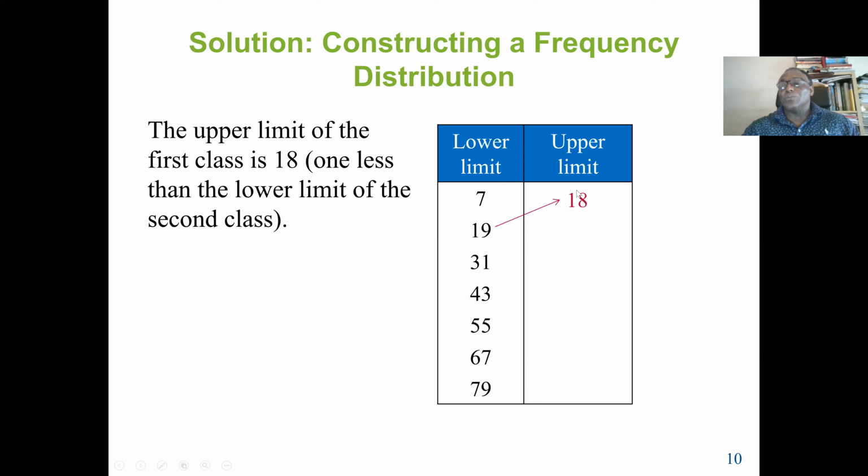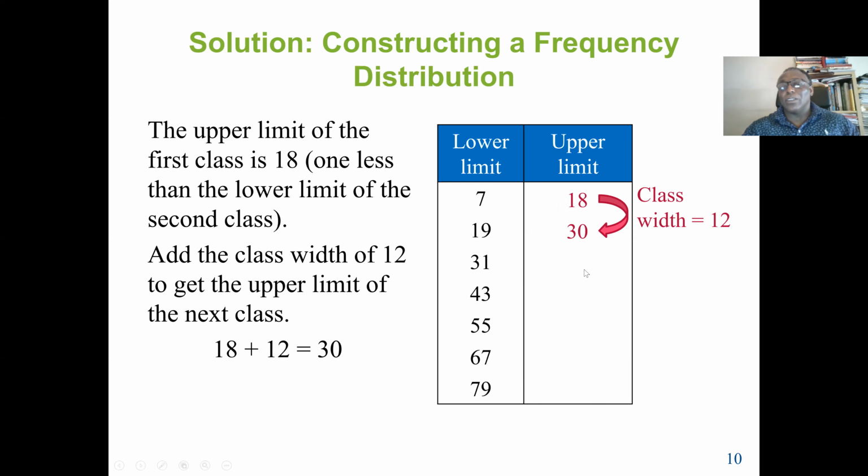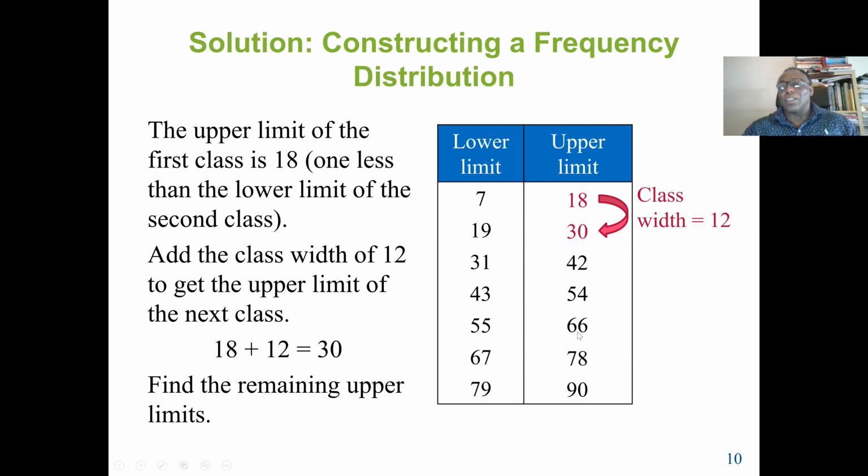Now the upper limit is easier because I will look here. This is 19, so I have to end at 18. This is 31, so I have to end at 30. This is 43, so I have to end at 42. And the list goes on, 67, I end at 66, and so on. If you find the difference of all these, you should still get 12. So the class width here, we check: 30 minus 18 is 12, 54 minus 42 is 12, and the same thing, 31 and 43 is 12. The difference of 79 and 91 also is 12.